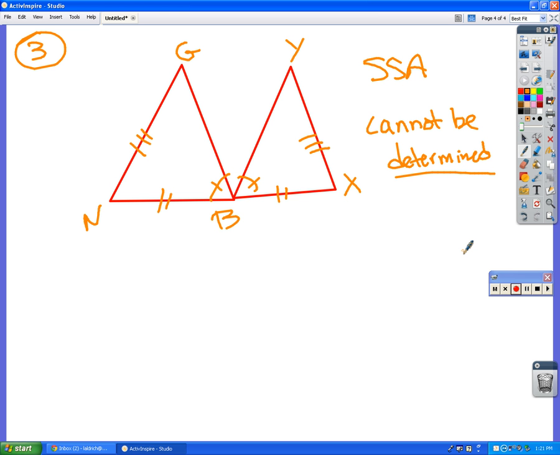Some of you are putting cannot be determined and then you're writing an answer. Okay? So you're writing cannot be determined and then triangle BNG is congruent to BXY. You can't do that. You can't say I don't know the answer for sure and then tell me what the answer is. If you say cannot be determined, then you do not give a triangle congruence. That's all you write is cannot be determined.